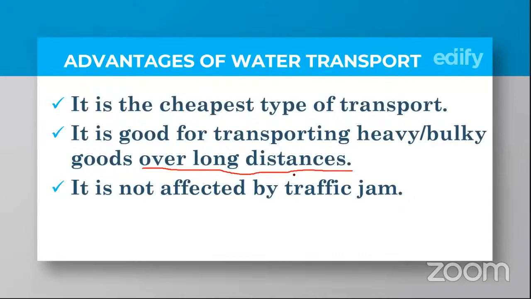And that's very true. Since the water bodies are very big, they are very wide. So you cannot have water vessels jamming in water body. It can't happen that water vessels jam in a water body. That's why we are saying here that water transport is not affected by traffic jam. You cannot find what you see in Kampala on water. Okay, that's very true. We are going to see that in the disadvantage, Mitsa. We are going to see it in the disadvantage.